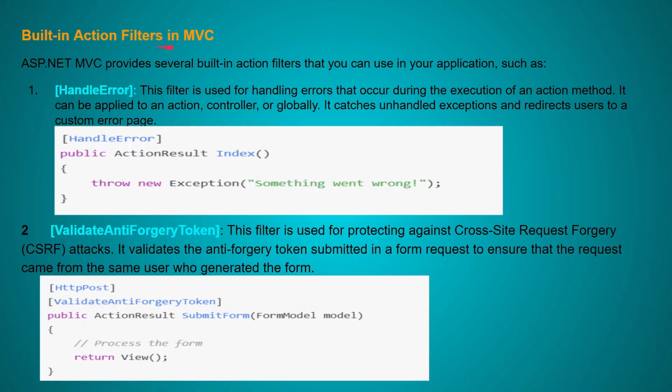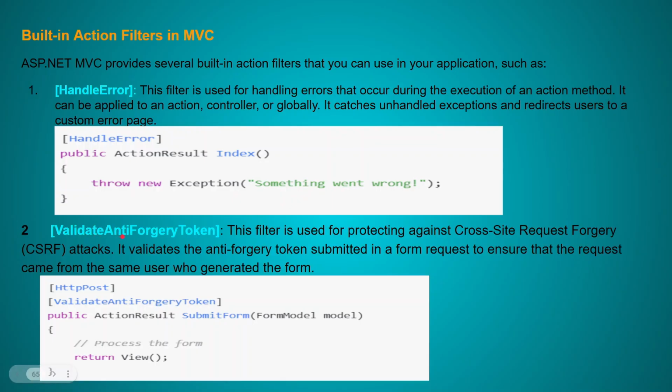So we can perform our own custom logic also in action filters. Built-in action filters in MVC. ASP.NET MVC provides several built-in action filters that you can use in an application, such as HandleError. This filter is used for handling errors that occur during the execution of an action method. It can be applied to an action, controller, or globally. It catches unhandled exceptions or redirects the user to a custom error page. So we can create it like this, HandleError above the action method. This will throw new Exception, something went wrong.